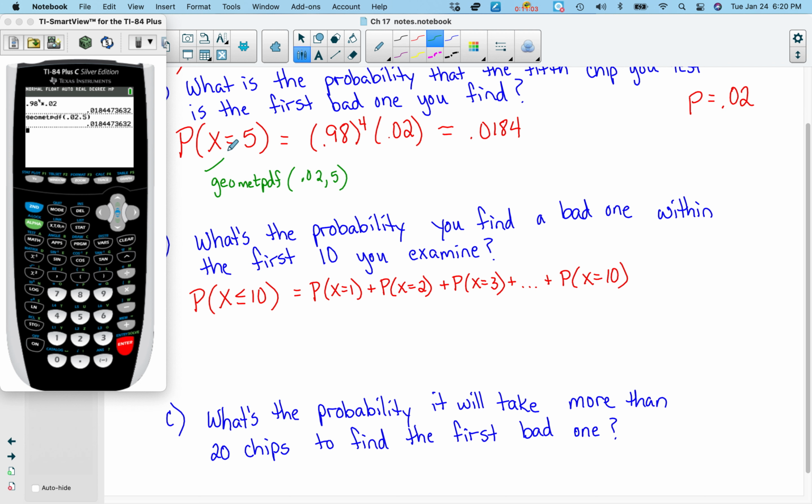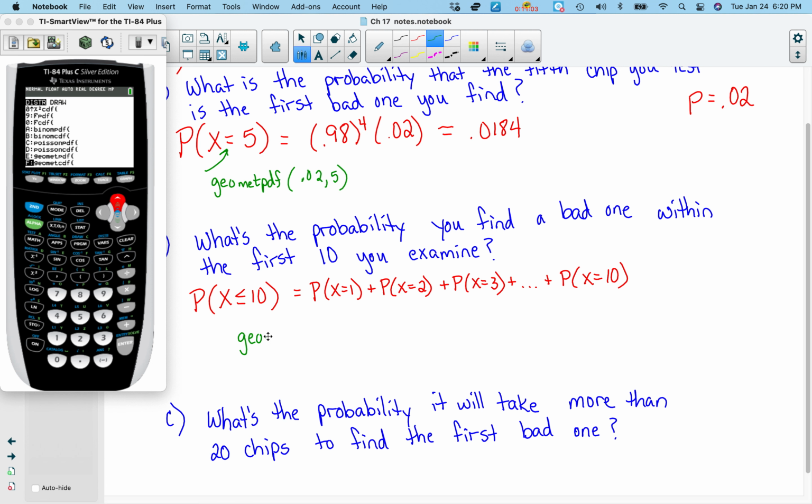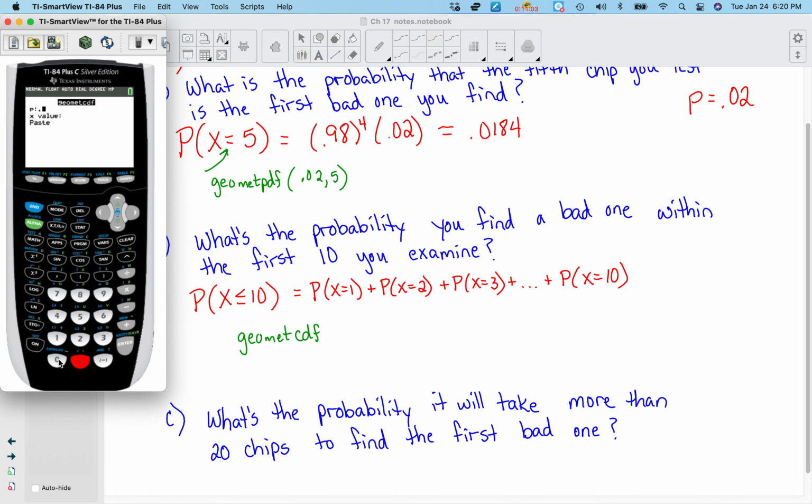So when it's equals, you would use PDF. Now for this one, we are accumulating. We were adding them up. So we are accumulating all these different values. So if you are looking to find this answer, you're going to go second distribution, use the up arrow key, and you go right to geometric because it's the bottom of the list. So we've got geometric CDF, and if we choose that, we put in the value of P and the value of X.